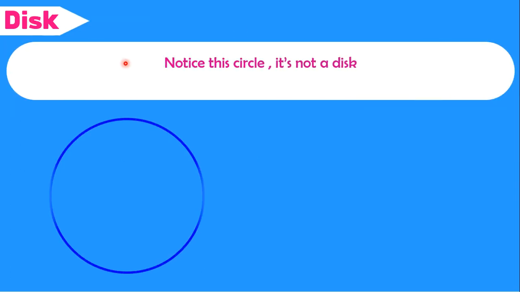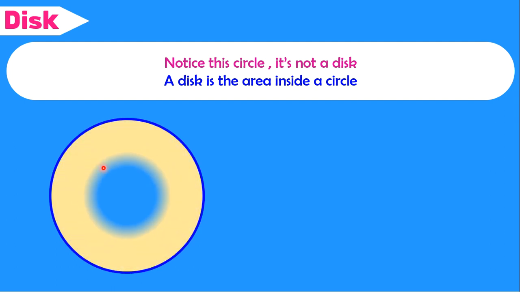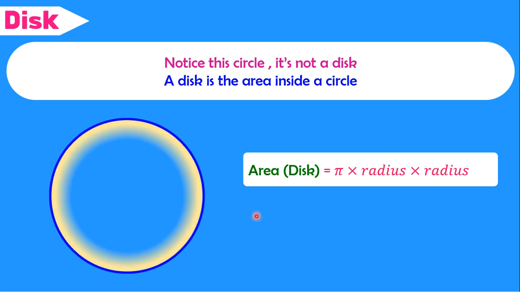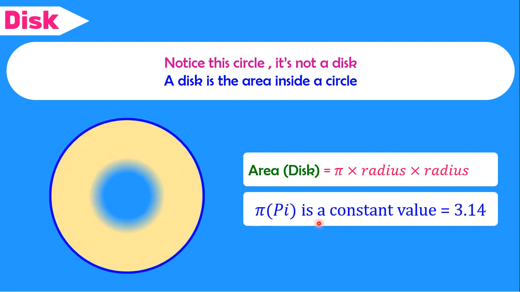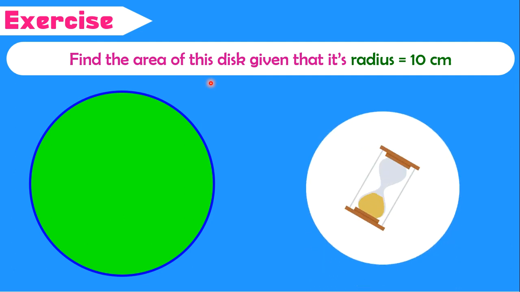A disk. Notice this circle. It's not a disk. A disk is the area inside a circle. Area of the disk equals pi times radius times radius. Pi is a constant value equal to 3.14. Let's do an exercise. Find the area of this disk given that its radius equals 10 centimeters. I will give you some time.